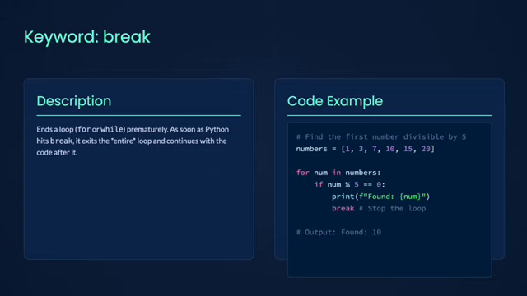In this example, we are looking for the first number divisible by 5. So it checks 1, not divisible. It checks 3, not divisible. It checks 7, not divisible. So it checks 10. 10 divided by 5 has a remainder of 0. So it prints found 10 and then it hits break. The loop stops immediately. It never even gets to 15 or 20. This is super efficient.